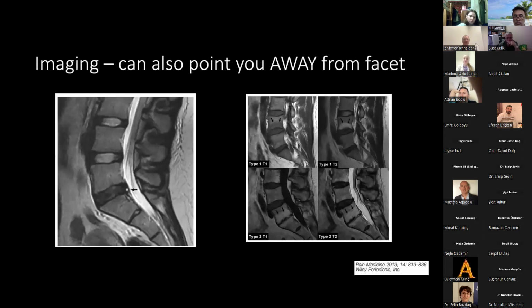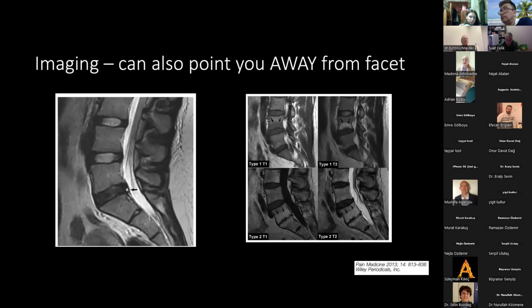Similar to history and exam, imaging can point you away from the facet joint. On this slide, on the left, we have a picture of an annular tear, which there's pretty good research shows is about an 80% specific radiographic finding for symptomatic discogenic low back pain. And then on the right, we have various stages of Modic findings. While some, such as type 2, may not be as specific for low back pain, something like a type 1 Modic change is also 80 to 90% specific for that being the cause of low back pain.